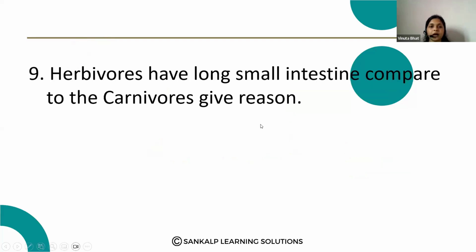Next question. Herbivores have long small intestine compared to the carnivores. Give reason. Herbivores means the organisms which depend on the plants and plant products, like rabbit and deer. The carnivores like lion and tiger depend on these herbivores, so they are known as carnivores.